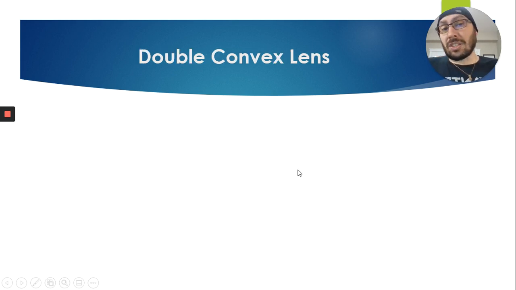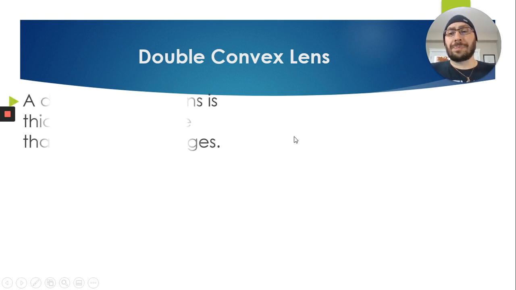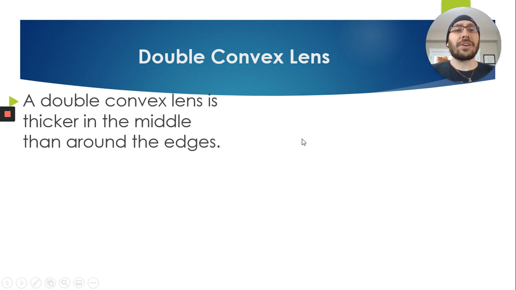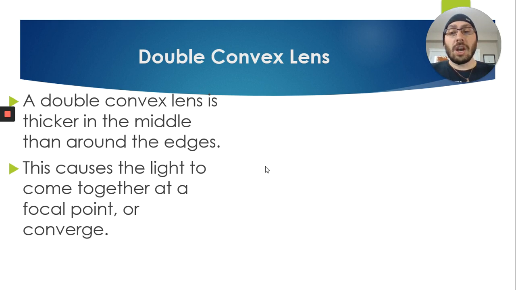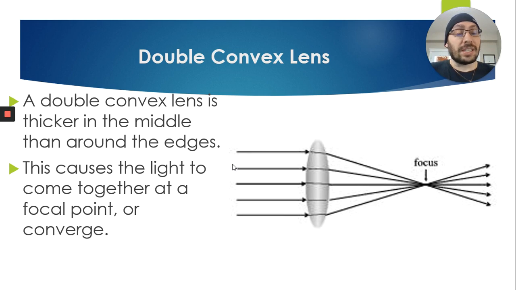The double convex lenses are a lot more useful, and they're a lot more fun to play with. The double convex lens is thicker in the middle than it is around the edges. Here is a double convex lens, magnifying glasses. This causes the light to come together to a focal point, or converge, just like this. If you take a look here, the light rays come through and then all bend to a focal point. This is very similar to the concave mirror. It does almost the exact same thing with the light rays as it does with the concave mirror.